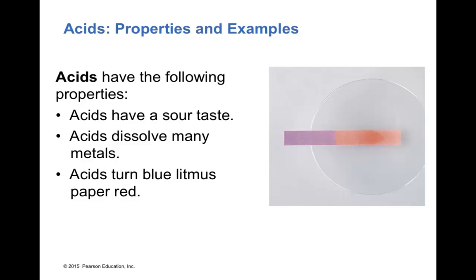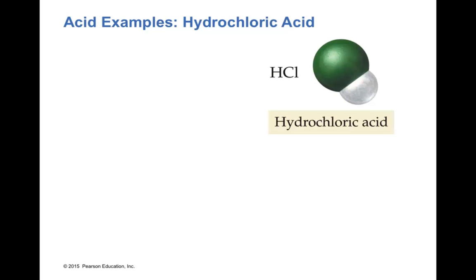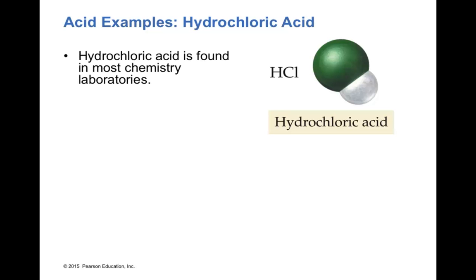The blue litmus is an indicator of pH, and when the acid touches that blue litmus paper, it turns red. That's indicative that the solution is acidic. An example of an acid is hydrochloric acid, or HCl. Here we can see that the white sphere is the hydrogen and the green one is chlorine. Hydrochloric acid is found in most chemistry laboratories.